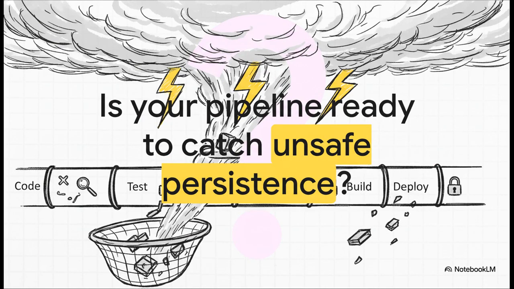So I'm going to leave you with this question to chew on. As these automated botnets get faster and faster at weaponizing new exploits, is your CI/CD pipeline truly equipped to catch the next perfect storm of unsafe persistence before it ships? Take a hard look at your tools, tighten up those coding standards, and stay safe out there.